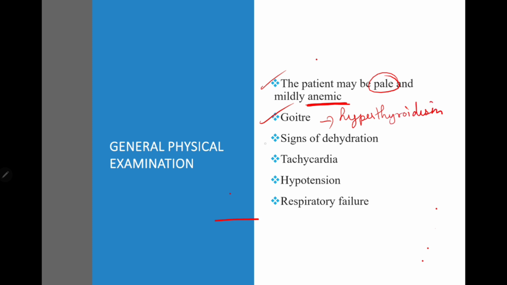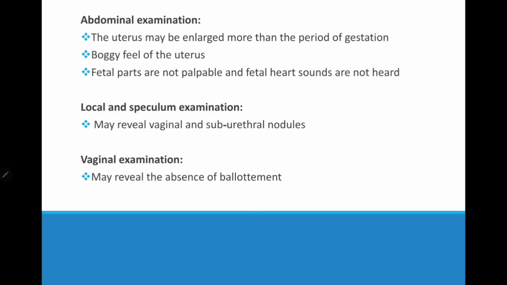And there can be signs of dehydration in the patient, signs of tachycardia, hypotension, okay, BP low. Molar pregnancy generally presents with hypotension, and look for signs of respiratory failure because of metastasis. So on general physical examination, look for pallor for anemia, look for goiter, signs of dehydration, tachycardia, hypotension, and respiratory failure.